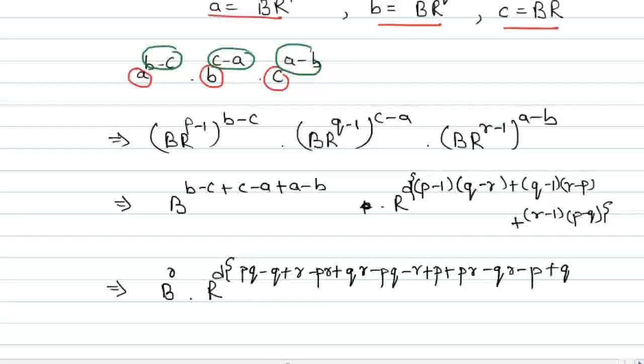and again we can see that the power of D R will also become 0, so the overall expression will be equal to B to the power 0 into R to the power 0, which will be equal to 1. So we are able to prove that a to the power b minus c into b to the power c minus a into c to the power a minus b is equal to 1.